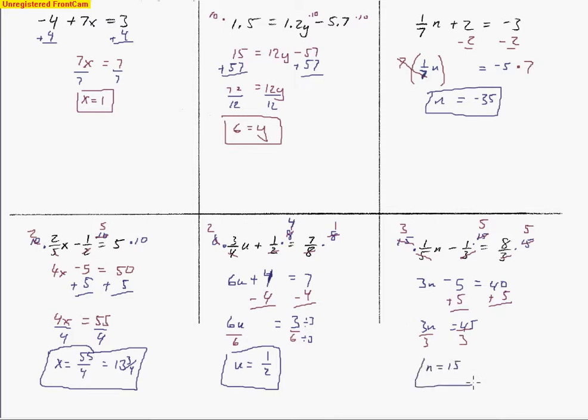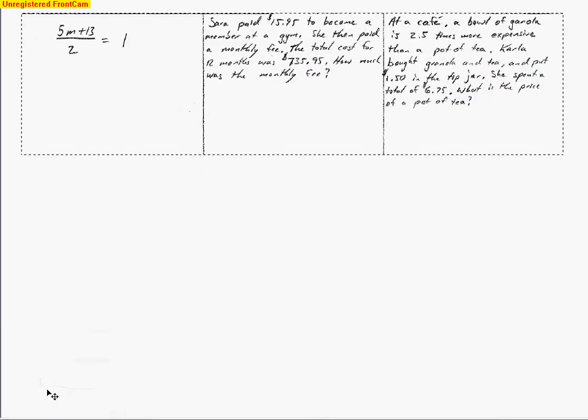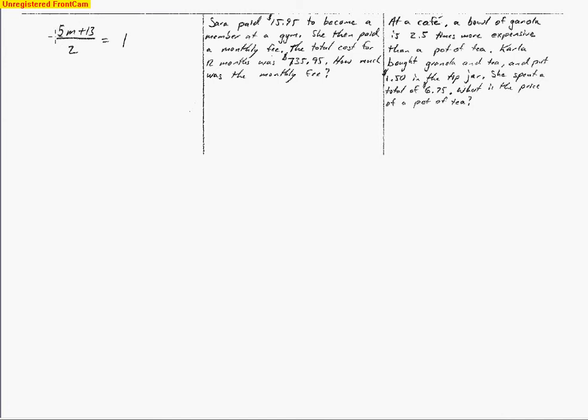Now let's take a look at our next problem. And so we've got 3 more problems, the last 3. On this one, what we want to do is isolate the variable, but before we do that, let's get rid of this fraction bar. So let's multiply by 2 on both sides here.